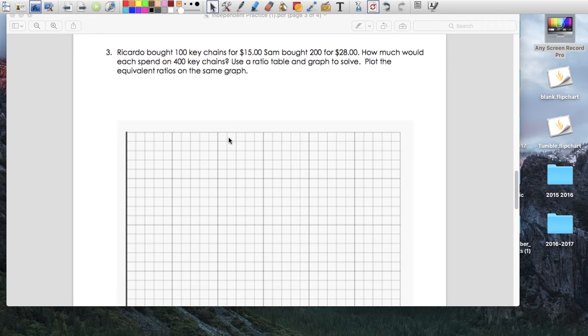Ricardo bought 100 keychains for $15, so we're going to have two people. So let's write Ricardo over here. Ricardo is 100 keychains for, let's write dollars here, $15. Okay, that's Ricardo. And then Sam, I'm going to write it over here. He bought 200 keychains for $28.